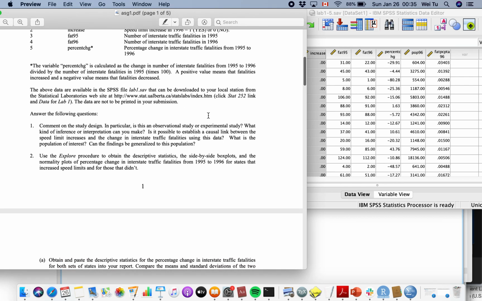So here it asks you whether you can make a causal link. No, because it's an observational study, okay? There are so many other confounders, confounding variables, that we cannot measure.